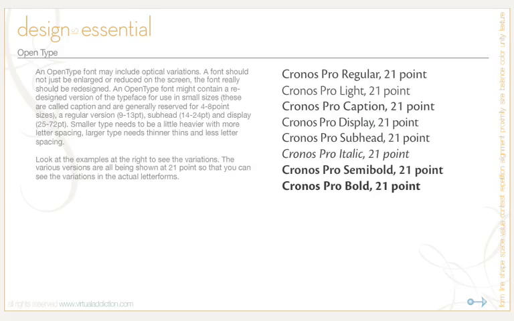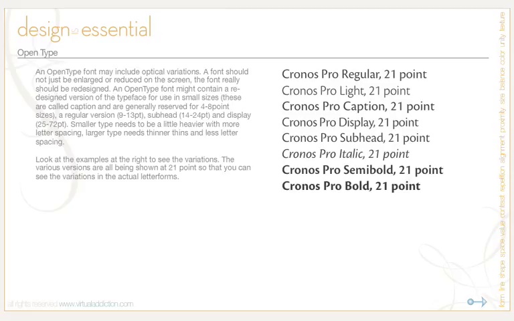An Opentype font may include optical variations. A font should not just be enlarged or reduced on the screen. The font really needs to be redesigned. An Opentype font may contain a redesigned version of the typeface for use in small sizes. These are called caption, and they're generally reserved for 4 to 8 point type size.